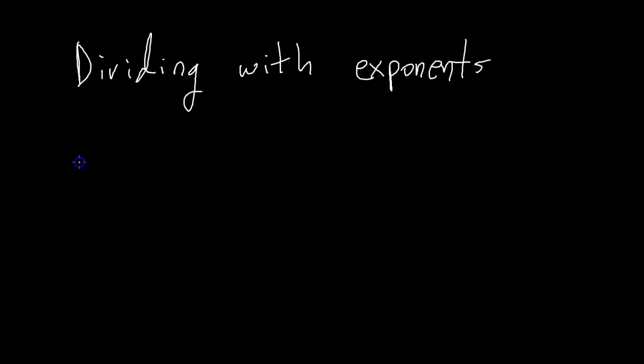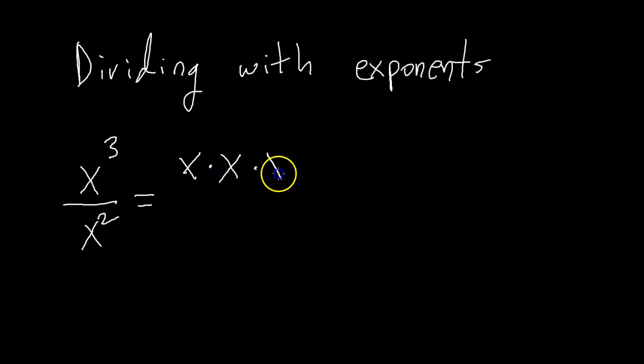So what if we're dividing two of the same base raised to different powers? Like what if we're dealing with x to the third power divided by x to the second power? Well, let's think. What does x to the third power mean? It just means that the base is being multiplied by itself 3 times. And on the denominator, what does x to the second power mean? Well, that just means x is being multiplied by itself twice.